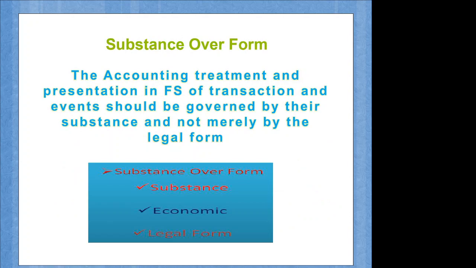Now, the second basic accounting principle, which is substance over form. Substance means solid, real thing, over form. Which form? Legal form. So the accounting treatment and presentation in financial statements of transactions and events should be governed by their substance, not just merely by the legal form. Now, the substance we talk about is real economic benefits, real economic substance.